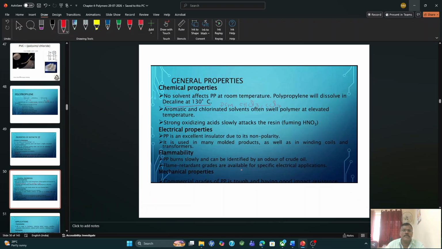Strong oxidizing acids slowly attack the resin. For example, if you put this polymer in fuming nitric acid, it starts decomposing because of the power of fuming nitric acid. Now the electrical properties.